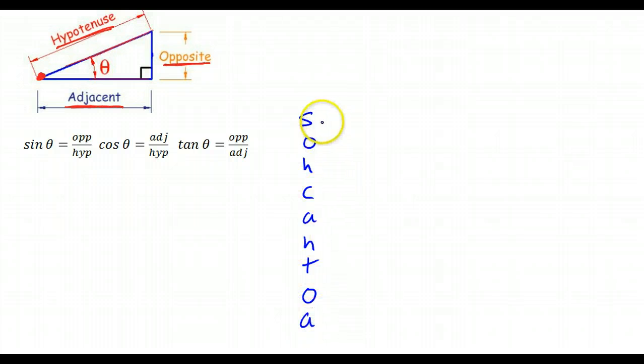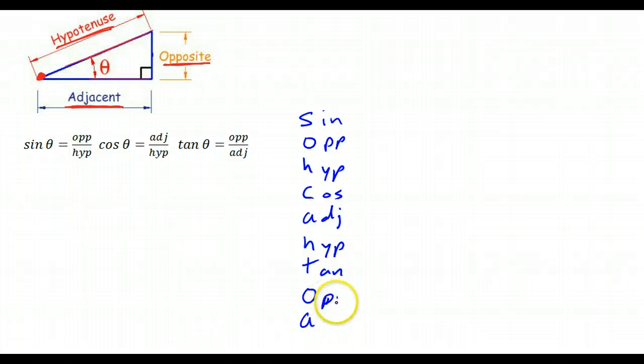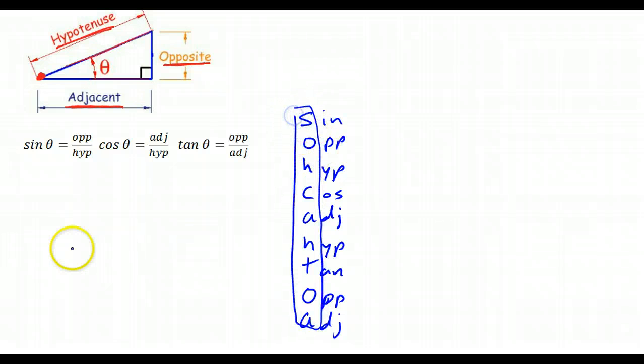So SOH CAH TOA. Sine is opposite over hypotenuse. Cosine is adjacent over hypotenuse. Tangent is opposite over adjacent. So that's SOH CAH TOA. That's a good way to remember it.